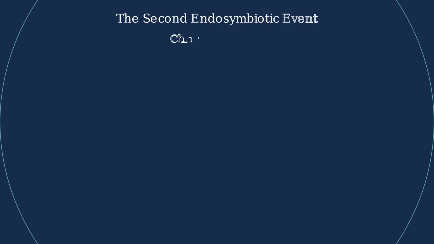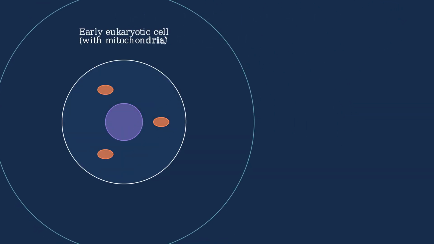After the first endosymbiotic event created mitochondria, a second major event occurred in the lineage leading to algae and plants. The process began with an early eukaryotic cell that already contained mitochondria from the first endosymbiotic event. A photosynthetic cyanobacterium lived independently in the same environment, capable of converting sunlight into energy.